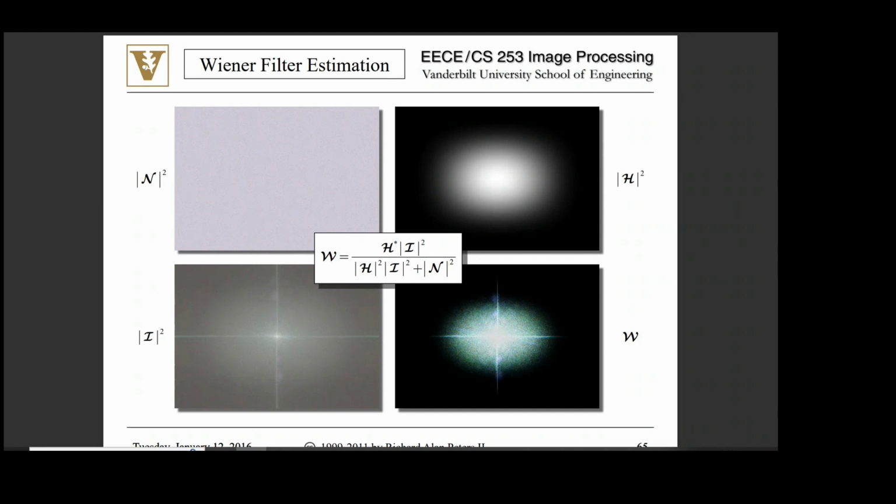So you have almost everything. You have the power spectrum of the noise, you have the kernel, you have the power spectrum of the observation, and now you can construct your Wiener filter.